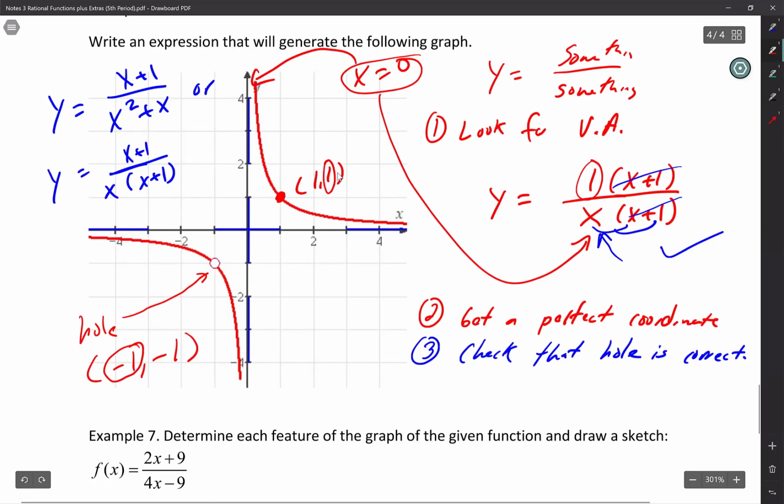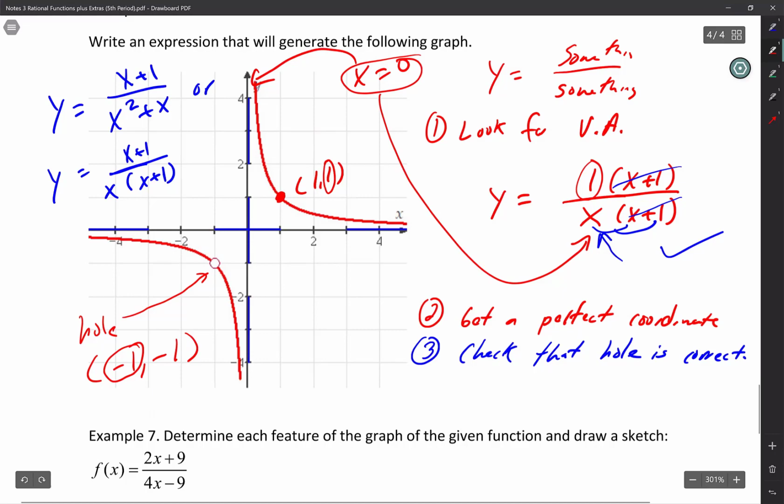If that 1 would have been a 5, then I would have had a 5 in the numerator because I need the output to be a 5. So if I had 1 comma 5 as a coordinate, then 5 divided by 1 gives me 5. So it depends on what the y value is for that coordinate. If you have a 2 in there, then this would have been 2 over x. Did I answer your question there or no? Yes. Okay.